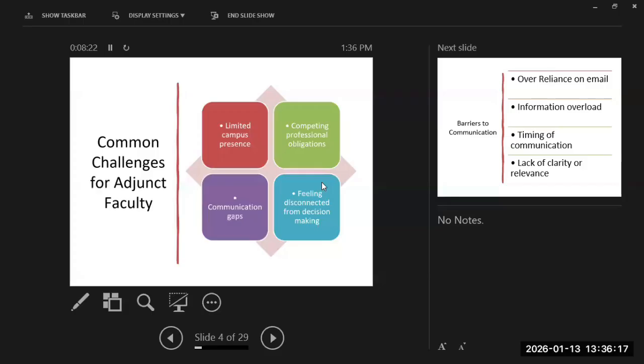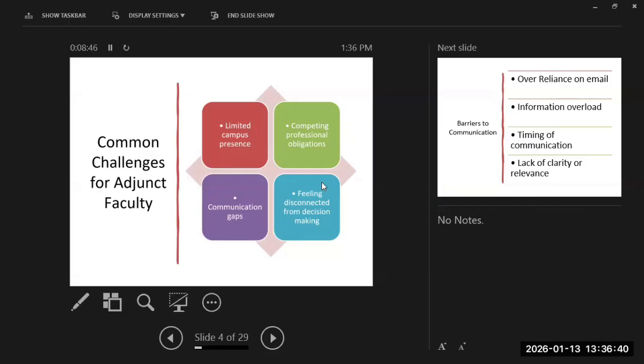We have these communication gaps of how do we make sure everything that we need them to know is getting to them. And sometimes as program faculty, we know what we need to tell them, but they also need to know institutionally all the things that are expected of them. So we have to make sure that we're communicating both of those things to them.